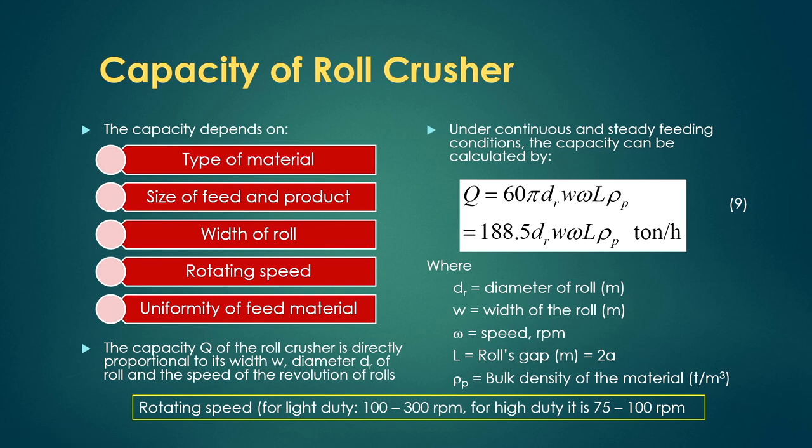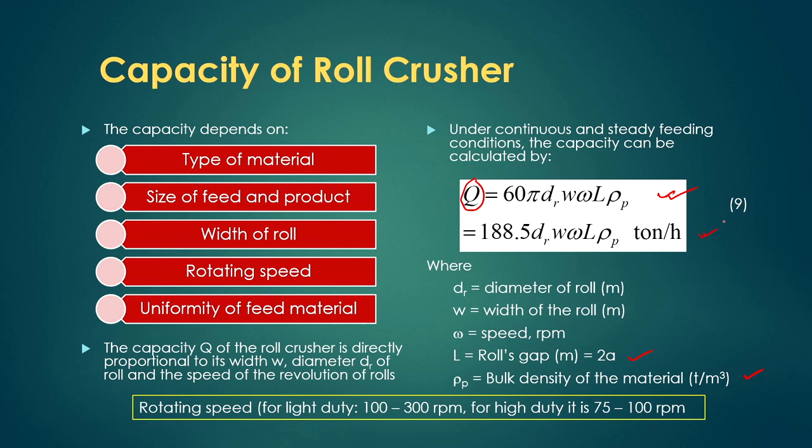Then, what is the capacity of a roll crusher? The capacity depends on the type of material, the size of feed and product, the width of the roll, the rotating speed, and the uniformity of feed material introduced in the roll crusher. The capacity, represented by Q, can be directly calculated from equation number 9, which is generally 60 pi DR W omega L rho p, where DR is the diameter of the roll, W is the width of the roll, omega is the speed of the roll, and L is the roll's gap, generally 2A as shown earlier. Rho p is the bulk density of the material in ton per meter cube. So you can easily calculate the capacity of the roll crusher by this equation.